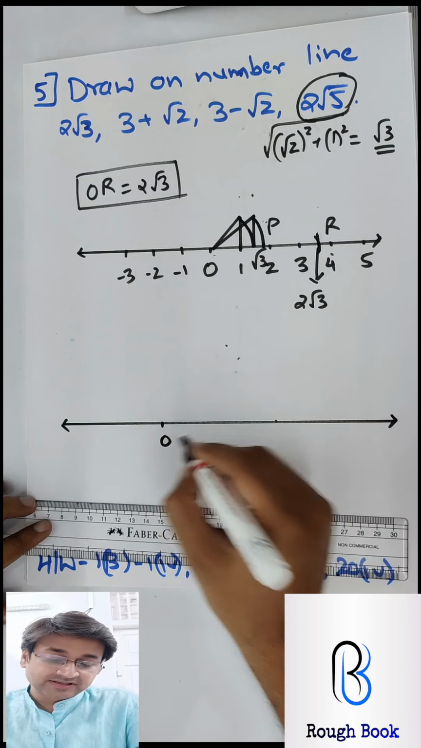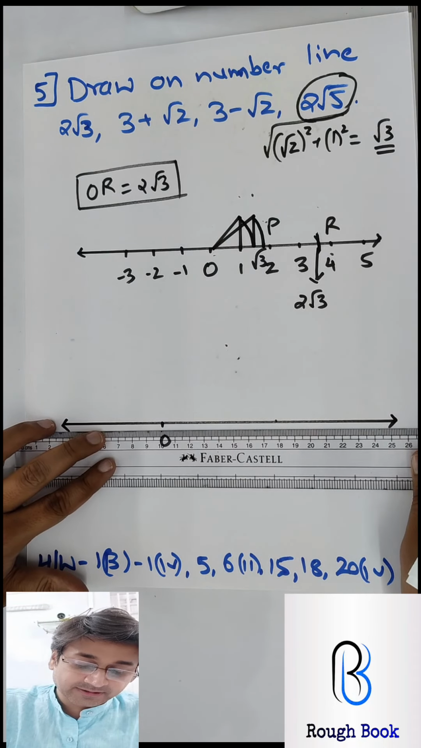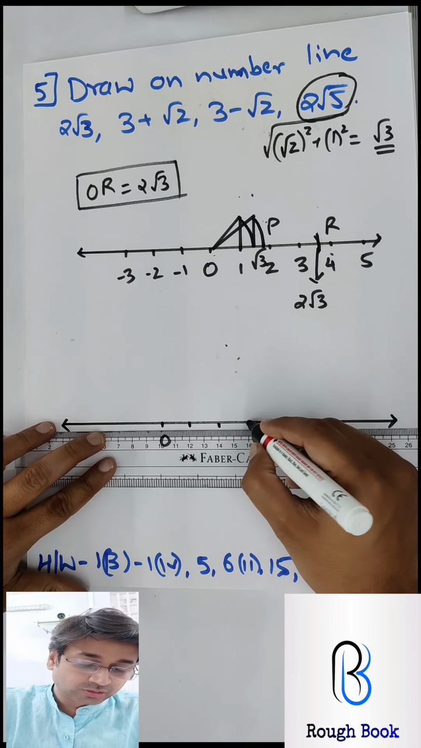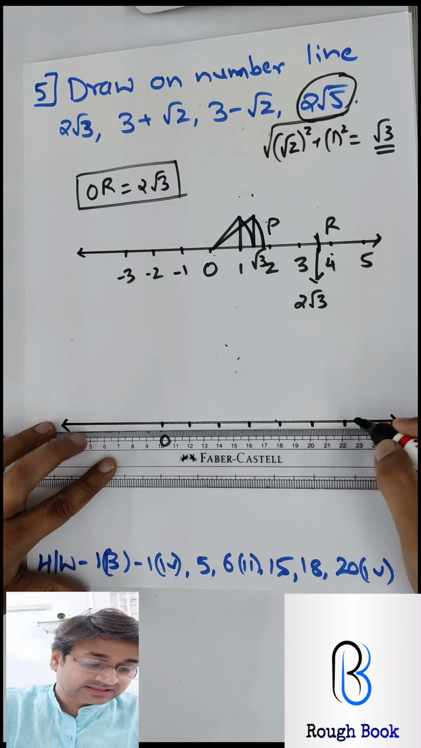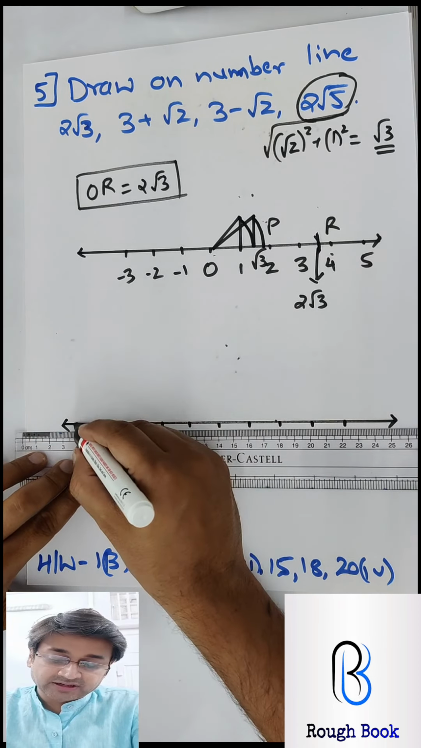So starting here at 0, because I need more place on that side. 1, 2, 3, 4, 5, 6. Likewise negative 1, negative 2, negative 3.